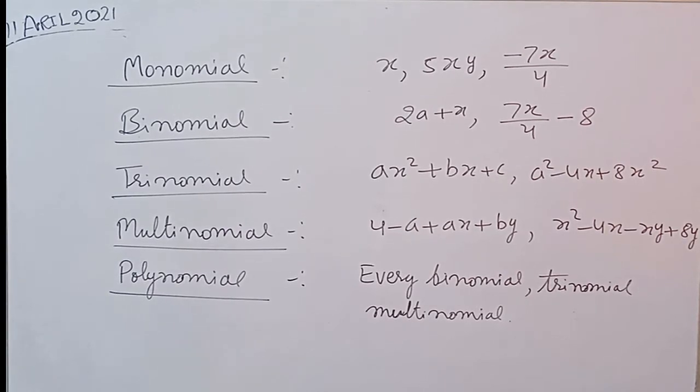Trinomial, having three terms, ax square plus bx plus c, they are having three terms. a square minus 4x plus 8x square, three terms. So that is known as trinomial.